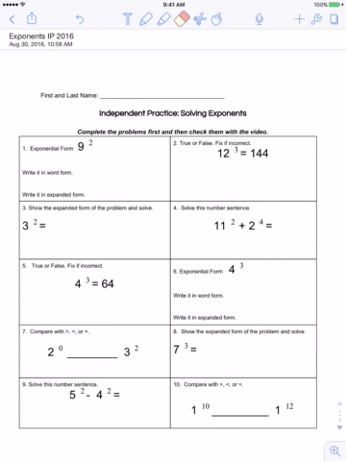All right, guys, here's your tips and tricks on solving exponents. I'm going to go ahead and do the first four problems on this paper, and that should help you with any of the remaining problems that are similar.